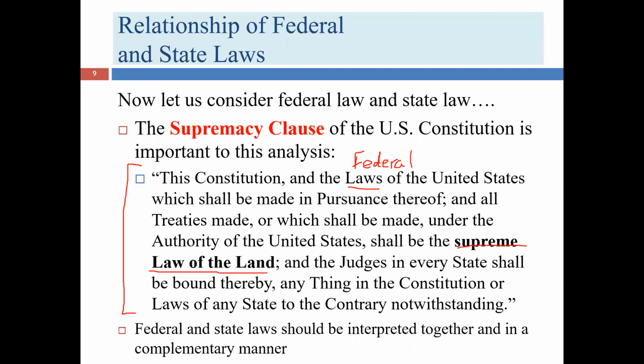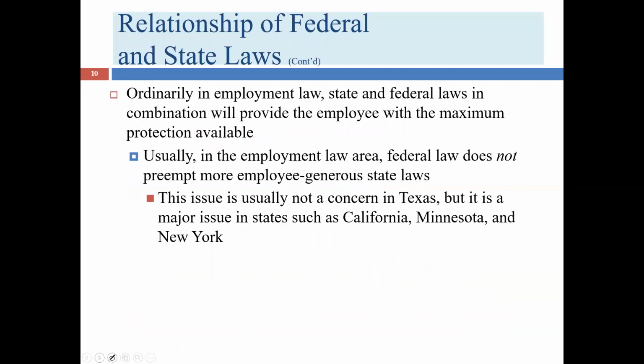So if I were going to come up with a definition for Supremacy Clause, I would identify it as something from the U.S. Constitution, and I would say that the U.S. Constitution and federal laws are supreme over state laws. And this takes us to the issue of preemption. So let's go forward and talk a little bit about preemption.